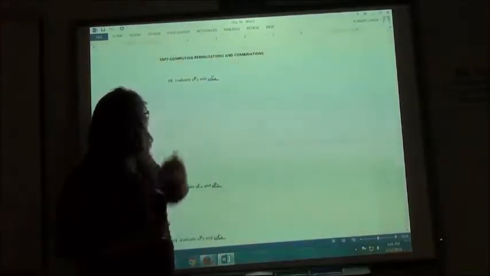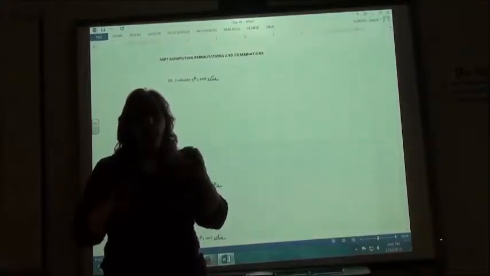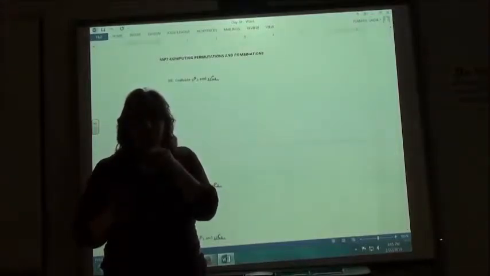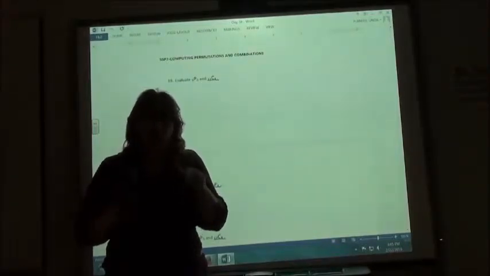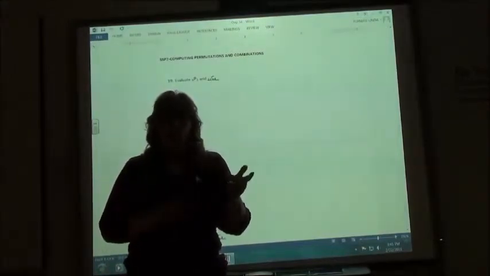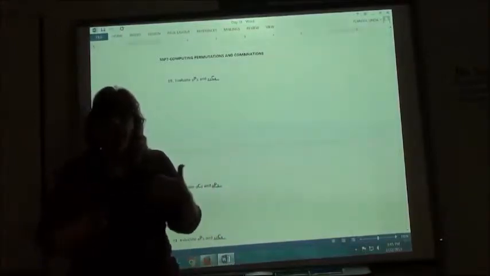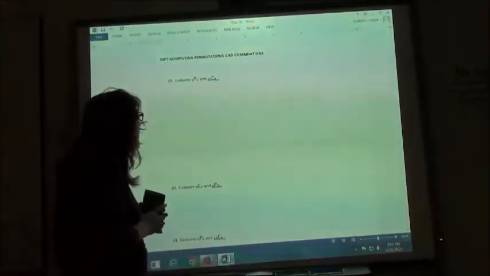For a combination, the order doesn't make a difference. It's like having a group. The group 1, 2, 3 is the same thing as the group 3, 2, 1. So with permutations, you have a lot more options because the order of my arrangement makes a difference, whereas with a combination, you think of it as a group, so you're not going to have as many choices.